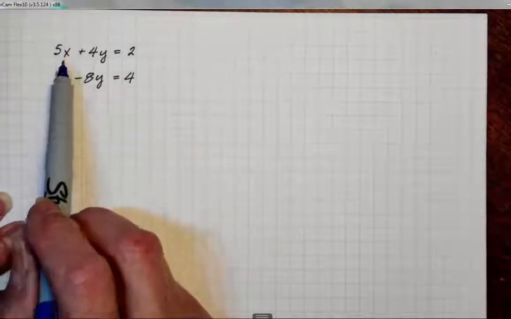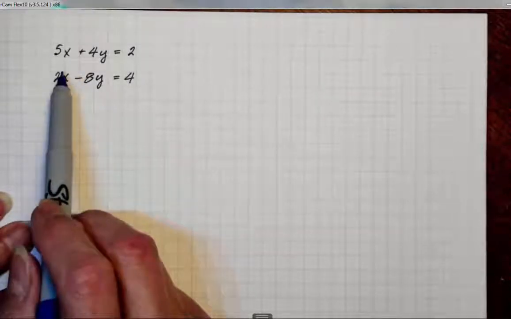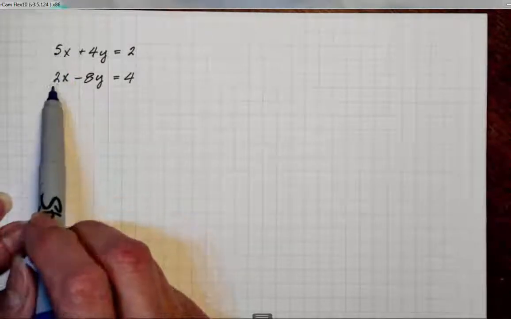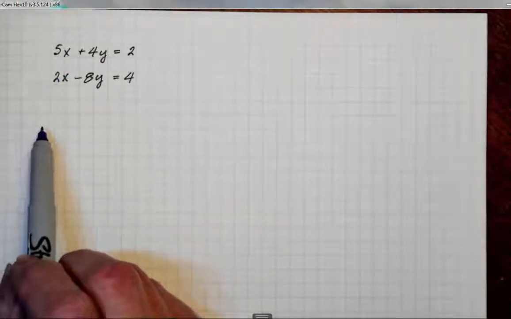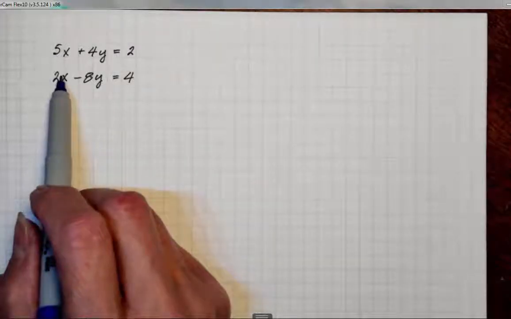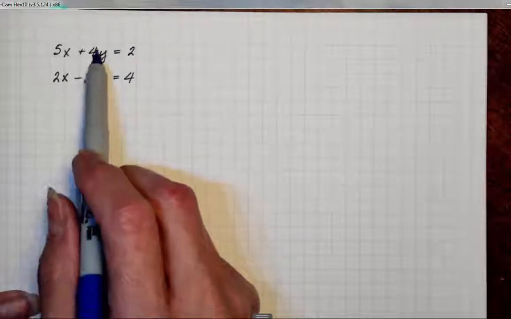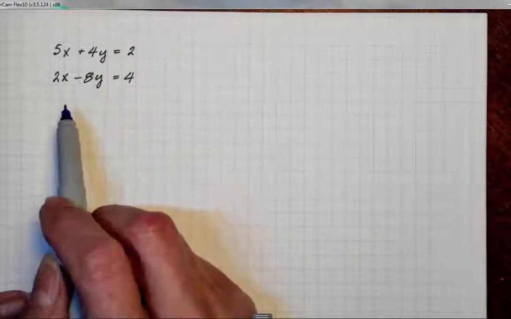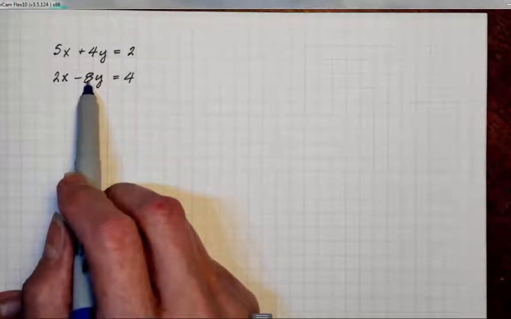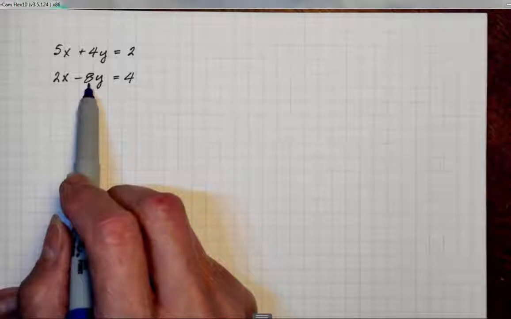So to make each of these equal to 10, I would have to multiply this one by 2 and this one by 5. And then I have to have a change in sign, so one of them would have to be negative. So I have to multiply both equations, and I have to make sure that I change the sign also. Looking at the y's, I have a 4 and an 8. Well, my least common multiple, or the number that both 4 and 8 are factors of, is 8. And this second equation already has an 8, so that's good.